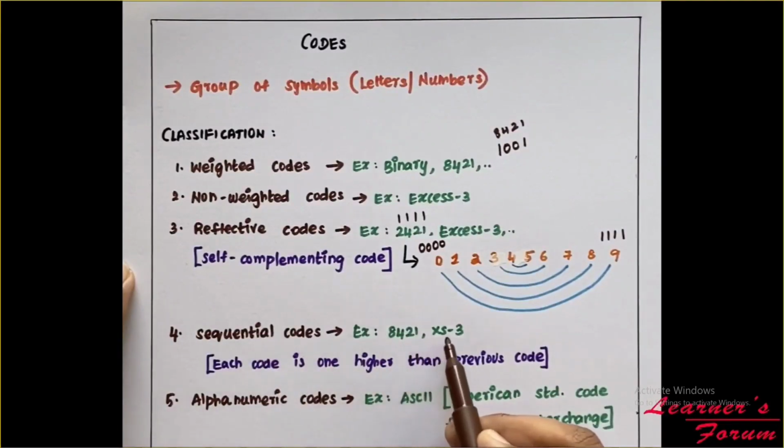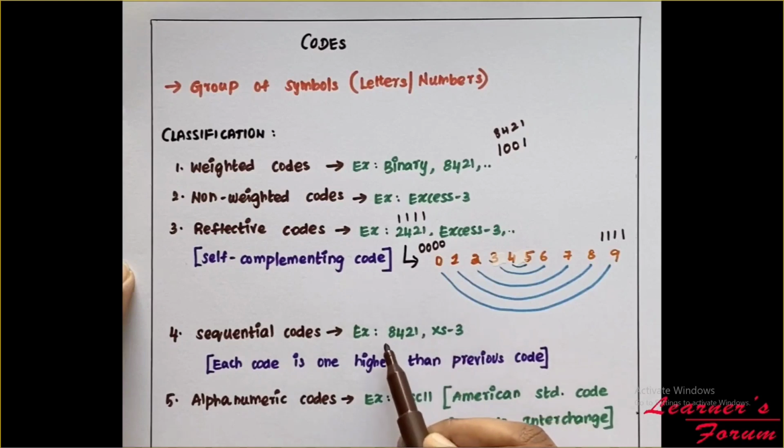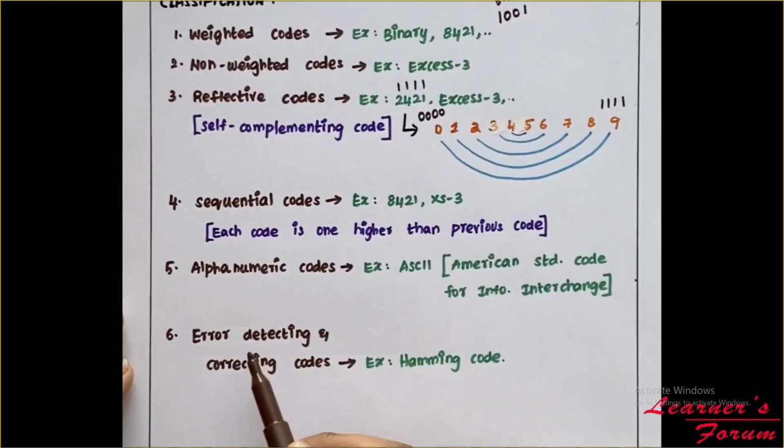Next is sequential codes. Example, 8421 and XS3 code. In this code, each code is one higher than the previous code. That is, the values will be one higher than the previous one. Next is alphanumeric code, which is ASCII code, American Standard Code for Information Interchange. Last is error detecting and correcting codes. Example, Hamming codes. So these are the different types of codes and their classifications.